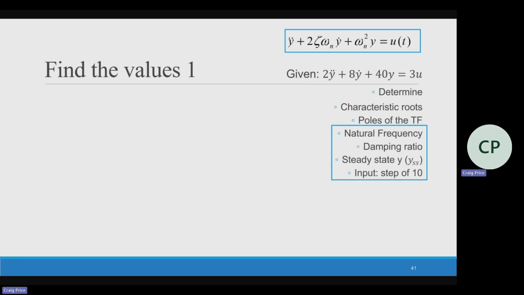Put it in standard form. How do you put it in standard form? Yes, if you divide both sides by 2. Step 1, put it in standard form, divide both sides by 2. After that, you want to find the natural frequency and the damping ratio. And then lastly, we want to figure out what that final value is. What is y steady state? If you have questions, let me know.